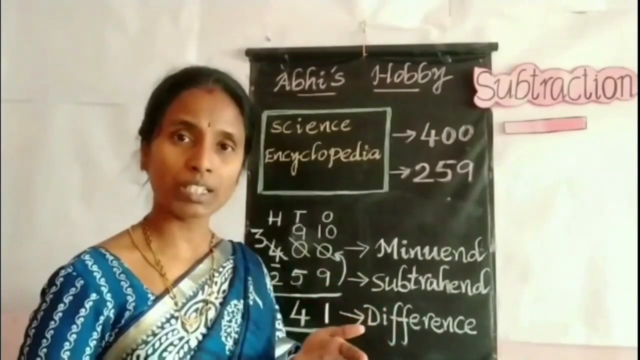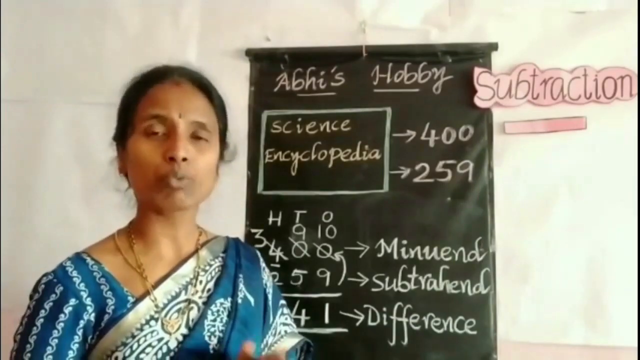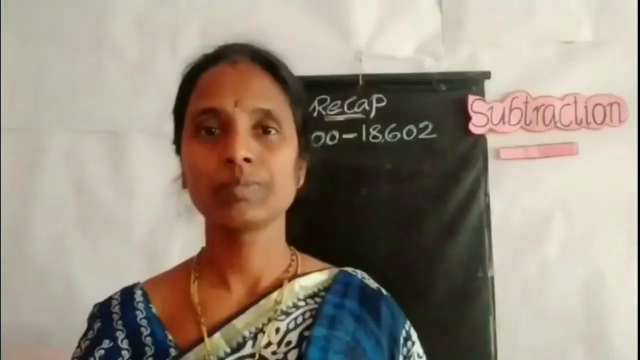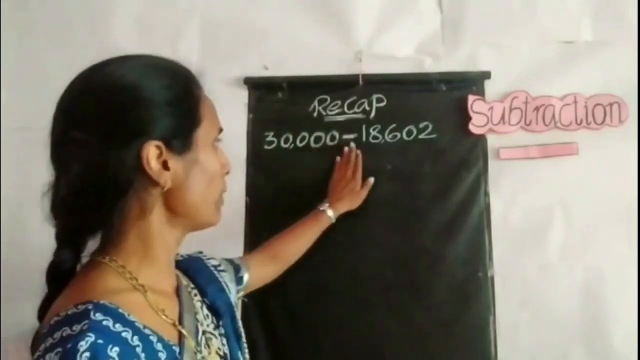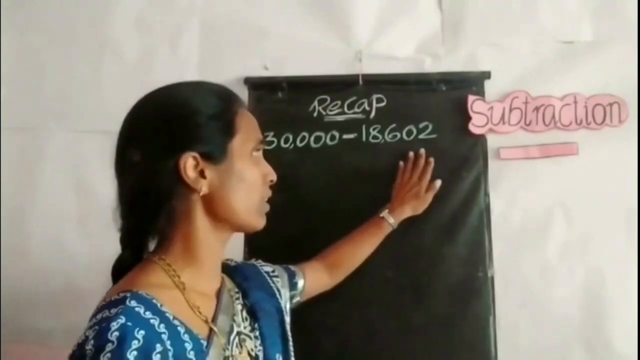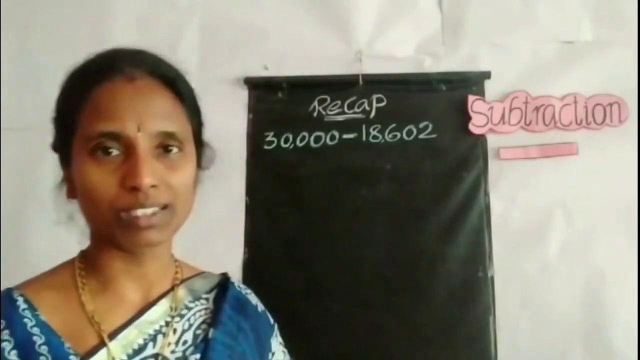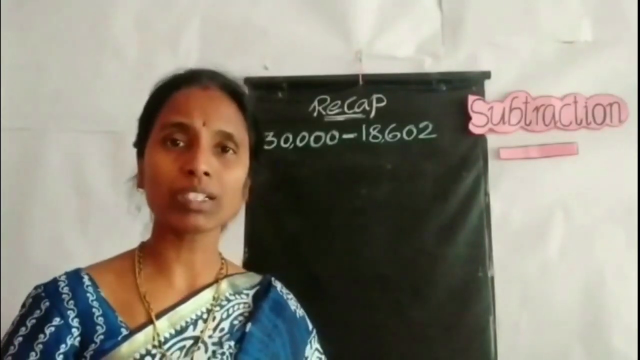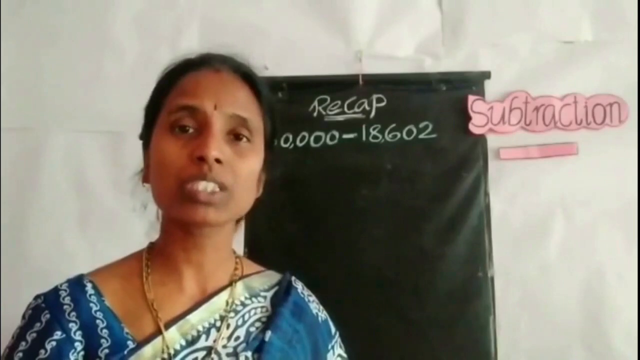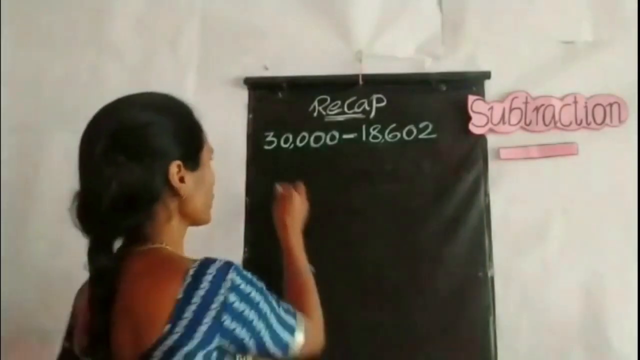Wherever necessary, we'll do it with regrouping. Okay children, let us see one more example. Let us do one subtraction from the recap exercise: 30,000 minus 18,602. Today I am going to explain a shortcut method. What is shortcut children? Shortcut means nothing but an alternative method which is shorter than the usual method.